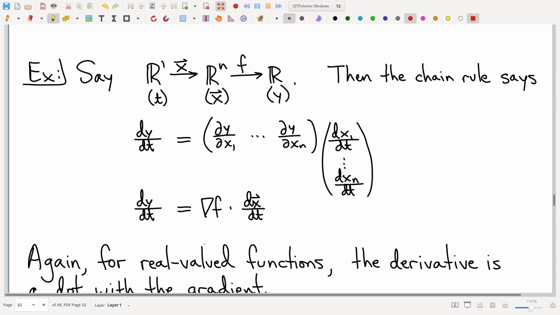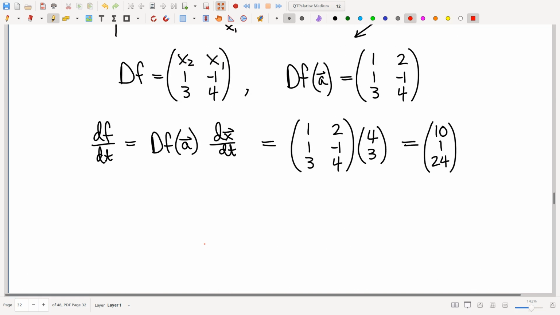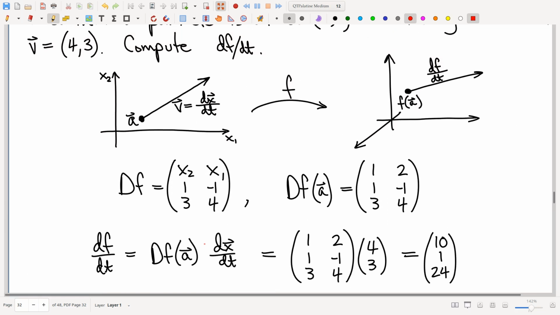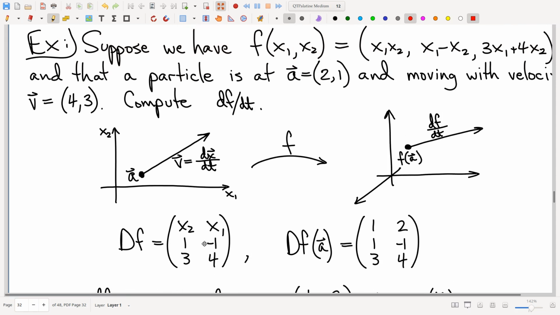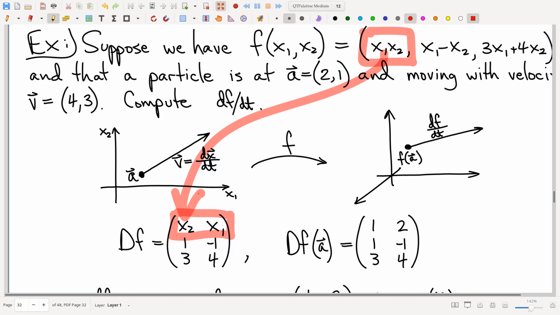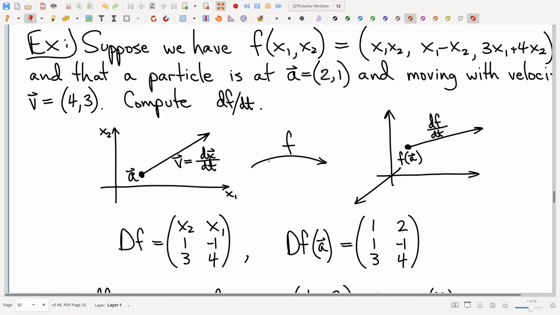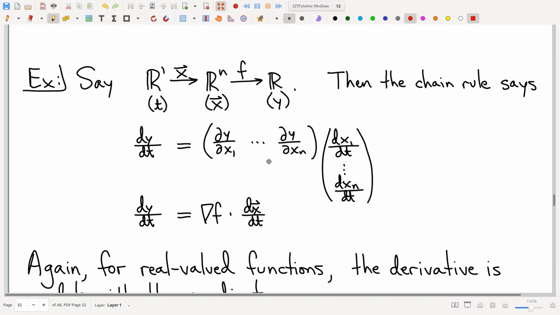Can I ask a question about the above example? Why is df, why is the first row x2 and then x1? Yep, this row is going to be the gradient of the first output, and if you take the x1 partial, you get that. And if you take the x2 partial, you get that. Yep. All right.